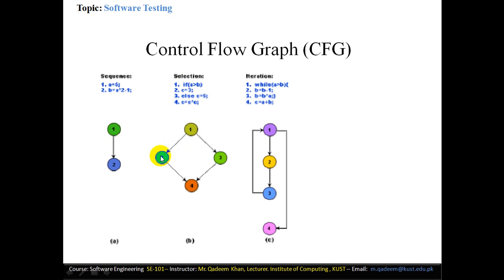If 1 is true, go to 2, otherwise go to 3. And at the end, statement 4 is executed. Here statement 4 is executed, so 4 must be executed in any case.